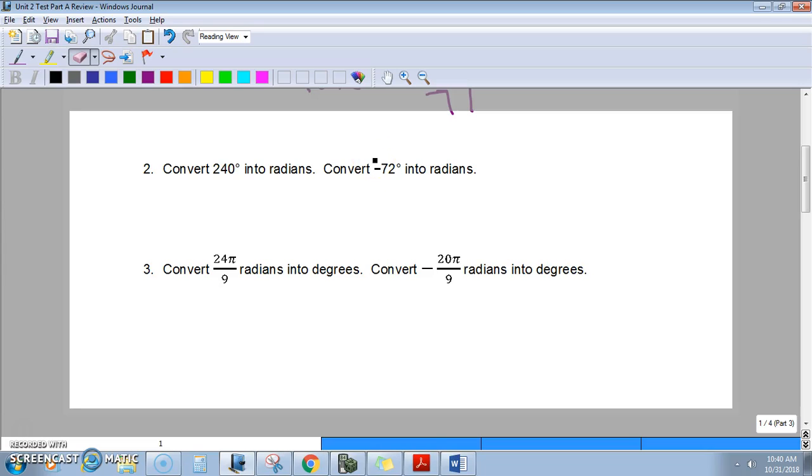All right, you guys, questions 2 and 3 are converting degrees into radians and radians into degrees. You should be very good at this by now. We've been doing it for a while. Remember, you don't need to remember any formulas. All you have to do is remember pi over 180. So you can just start everything with pi over 180, where pi is our radians, 180 is our degrees.